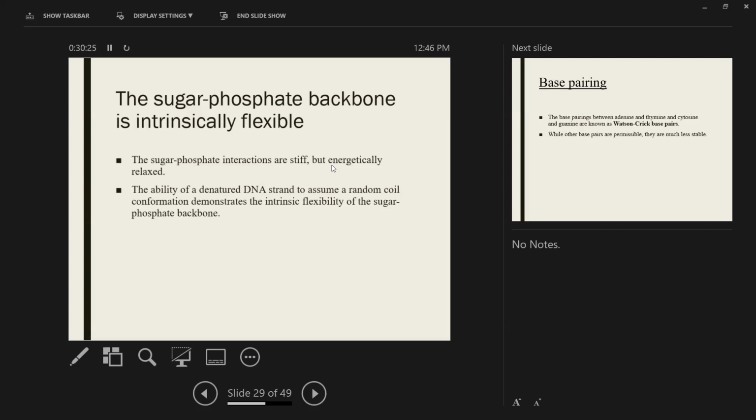The sugar phosphate backbone is flexible. How do we know this? When you denature DNA, it forms a random coil. You have to be really flexible to do that. This, I think, should illustrate to you the restrictions that come with being in a double helix. It makes the molecule much more constricted and therefore much more stable.